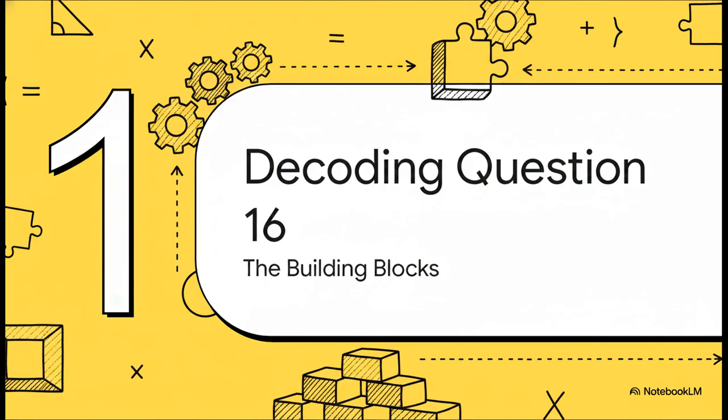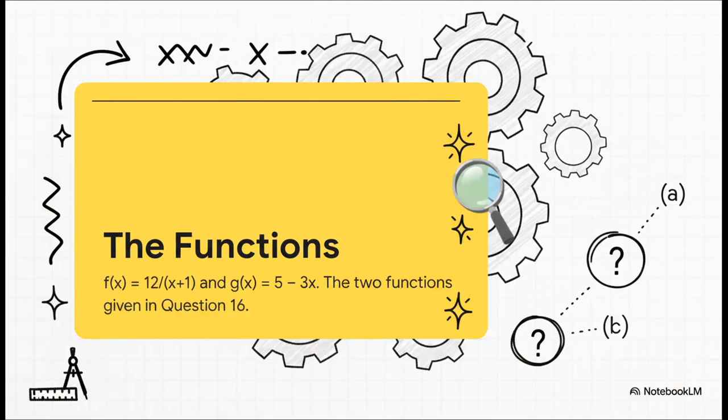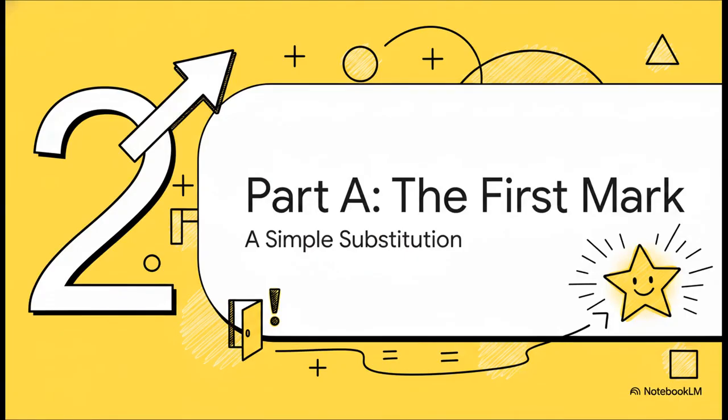The building blocks. Okay, so we're given two functions, f of x and g of x. Think of these as our two key players for this entire question. Everything we're about to do for parts A, B, and C is going to revolve around these two little expressions. Okay, let's kick things off with part A. This one's a nice, gentle warm-up, a perfect way to grab an easy first mark and build some momentum.